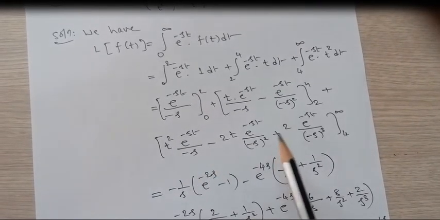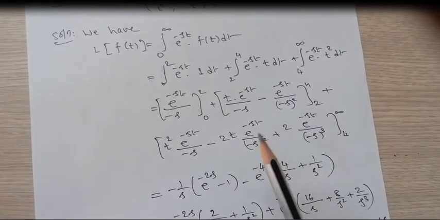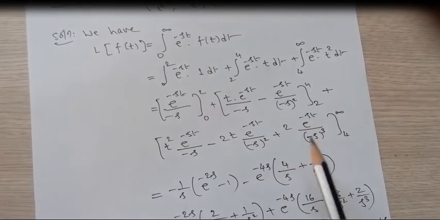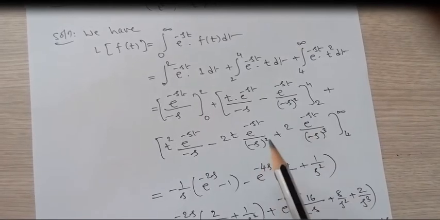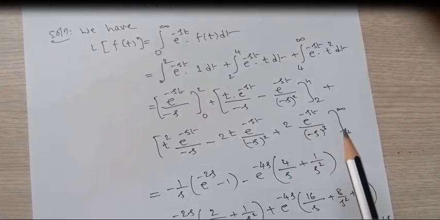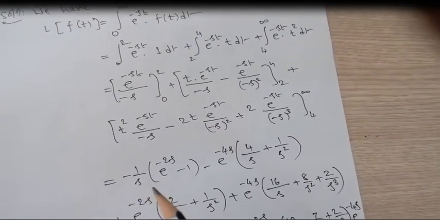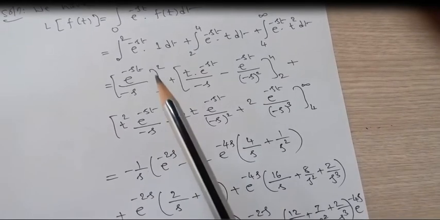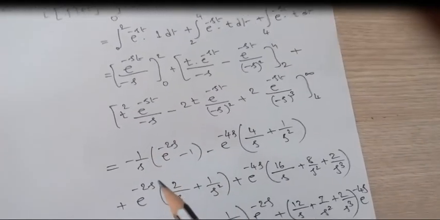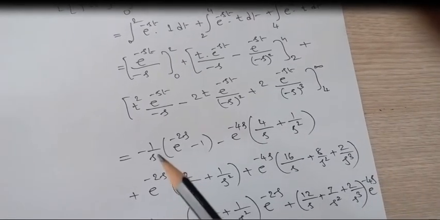plus minus is the rule. So differentiation of 2t is 2, integration of this is this, e raised to minus st divided by minus s whole square is already here, minus s whole square into minus s is minus s whole cube. So substituting for upper and lower limits. Next is very simple substitution and calculation.